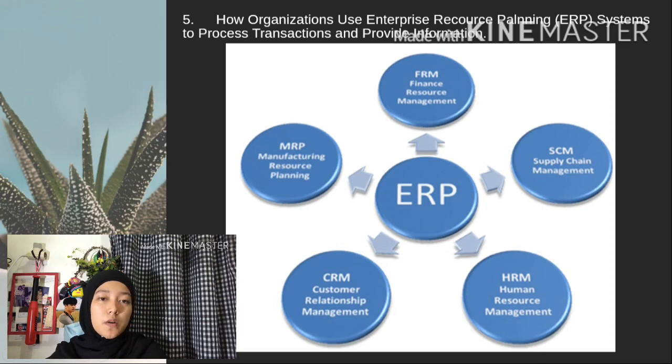5 is how organizations use enterprise resource planning or ERP systems to process transactions and provide information. An enterprise resource planning or ERP system addresses these problems when it integrates all aspects of the company's operations with traditional accounting information systems. Most large and medium-sized organizations use ERP to coordinate and manage their company. Business process and resources: ERP systems collect, process, store data, and provide information that managers and external parties need to measure the company.